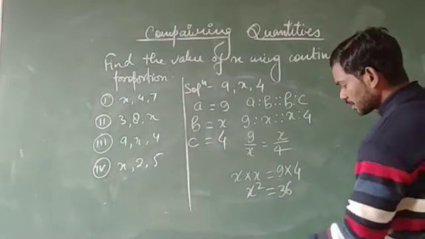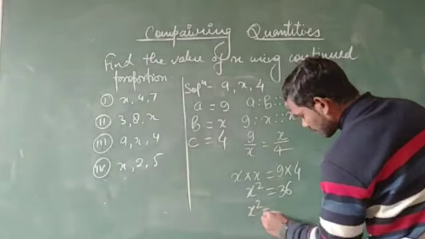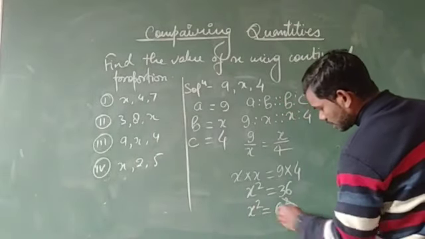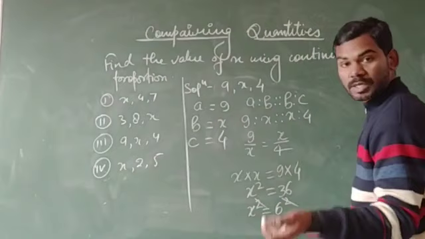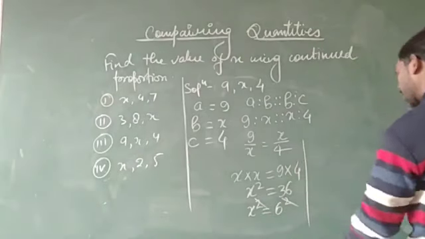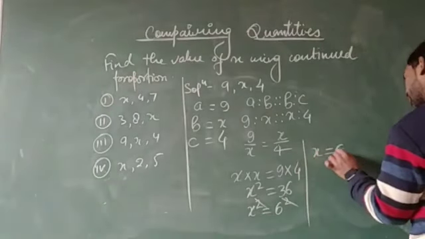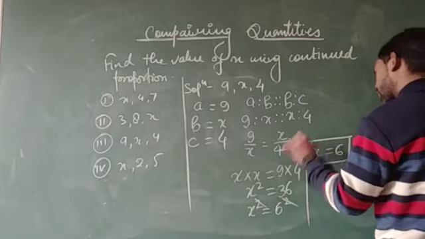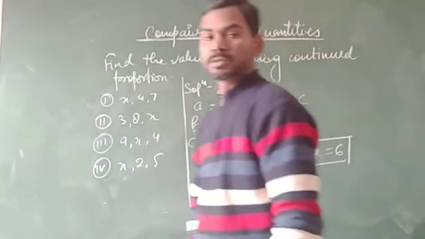It can be written as x square is equal to 6 square. Square and square cancel out, and we get here x is equal to 6. Therefore x is equal to 6 is the solution of this question.